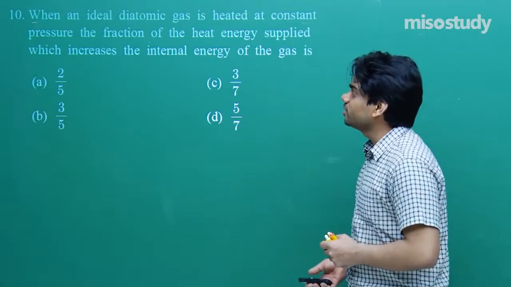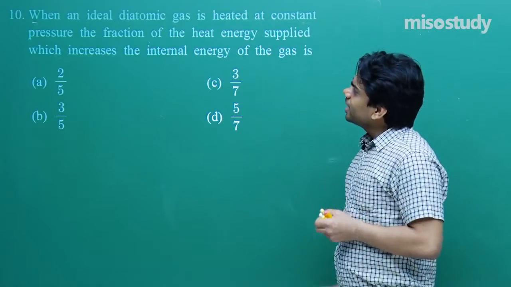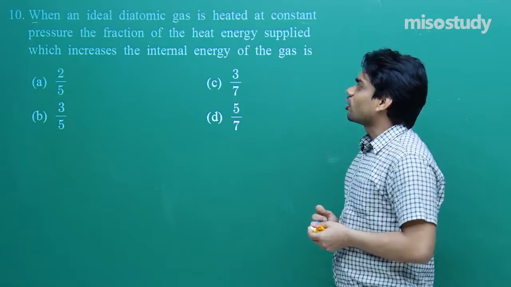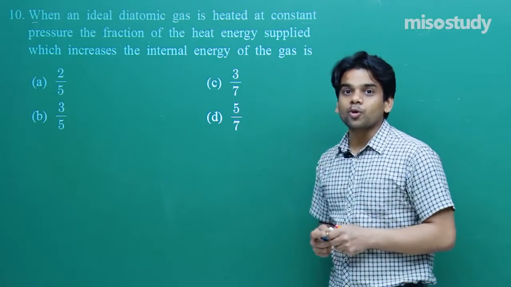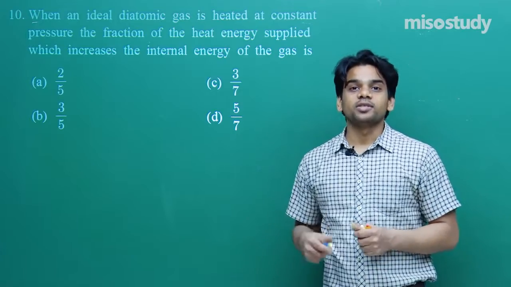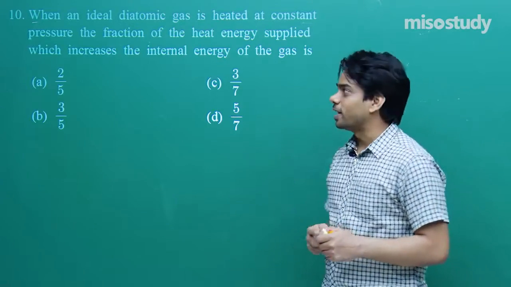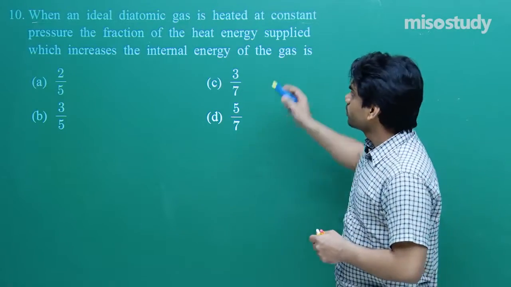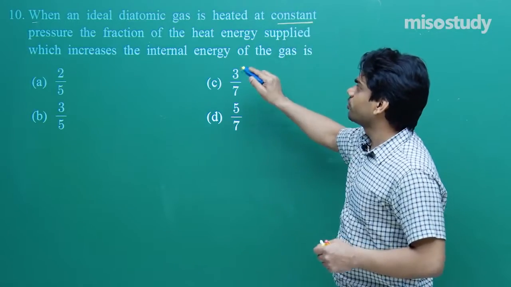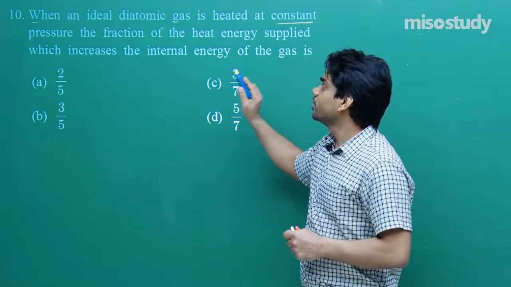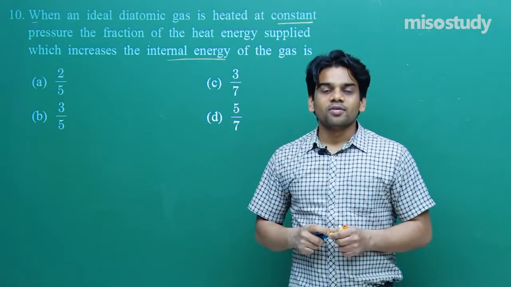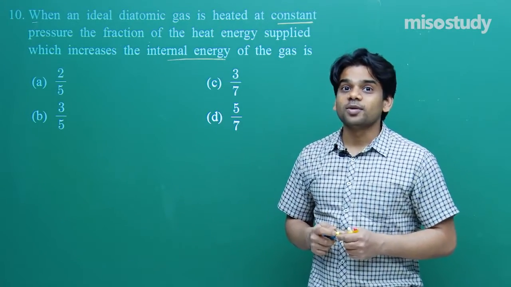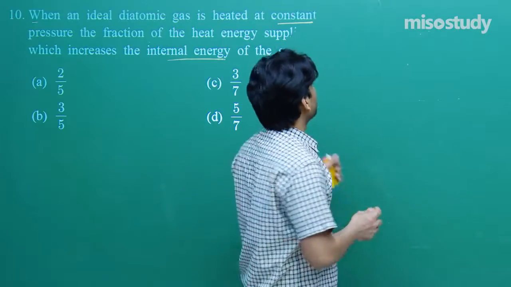Let's go to question number 10. When an ideal diatomic gas is heated at constant pressure, ideal diatomic, again diatomic gas, so you can make out what things you should actually remember: Cp, Cv and the value of gamma. Let's see whether we need that or not. It is heated at constant pressure, the fraction of the heat energy supplied which increases the internal energy of the gas. We need to find out what fraction of heat energy supplied increases the internal energy of the gas.